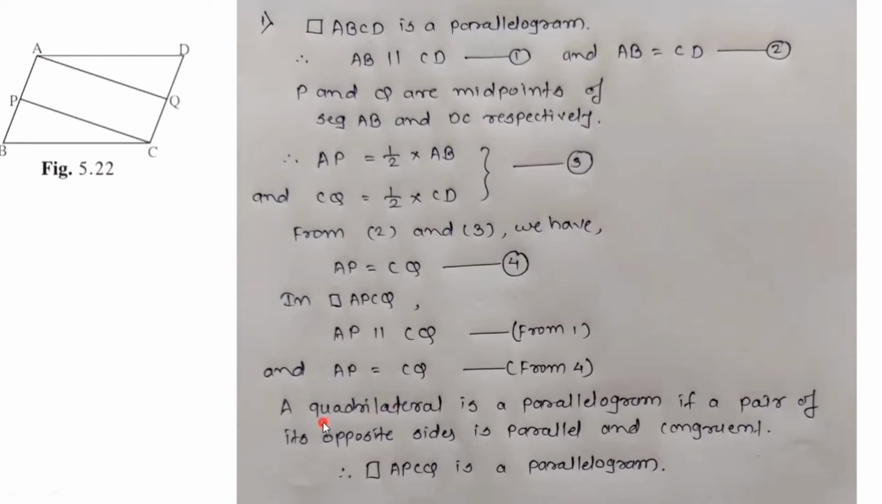That's why a quadrilateral is a parallelogram if a pair of its opposite sides is parallel and congruent. So for quadrilateral APCQ, opposite sides are parallel and opposite sides are congruent to each other. That's why quadrilateral APCQ is a parallelogram.